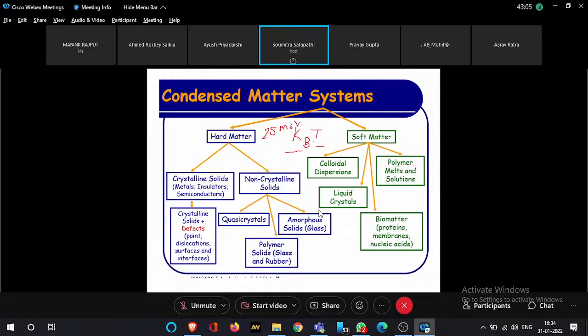So this much amount of energy is sufficient to excite an electron from the valence band to the conduction band. That's why a semiconductor at room temperature will start participating in electrical conduction. So that is the major difference between the metal, insulator and semiconductor. But nowadays there are lots of exotic materials that have been discovered.